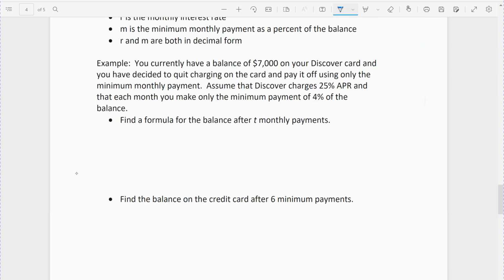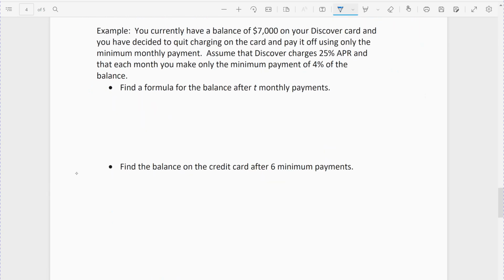All right, so putting it into practice. Suppose that you owe $7,000 on your Discover card. You decide you're not going to use it anymore, you cut it up, and you're only going to make the minimum payments to slowly pay your debt off. So you're going to make your minimum monthly payment. That's required. It's required for you to do that, otherwise they will hit you harder with more finance stuff.